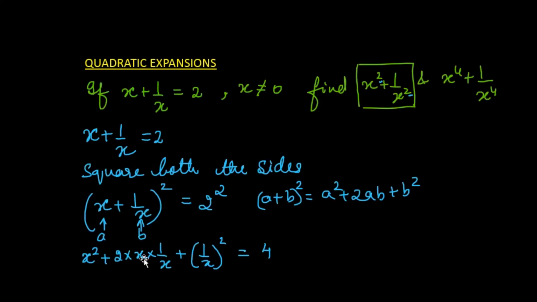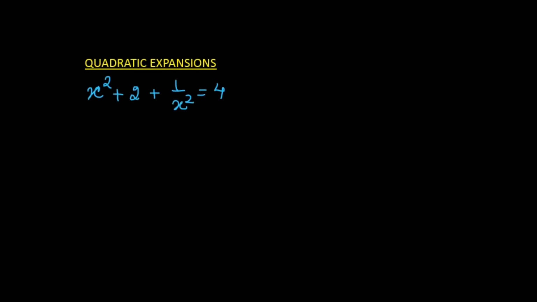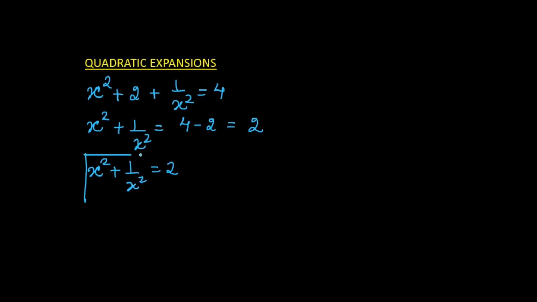In x square plus 2 plus 1 by x square, x and 1 by x cancel off, so we are left with a 2 in the middle term, and 1 by x square is equal to 4. Let us transpose 2 to the right hand side. So we get x square plus 1 by x square is equal to 4 minus 2, which is equal to 2. So this is the first value which was asked in the question. The value of x square plus 1 by x square is 2.